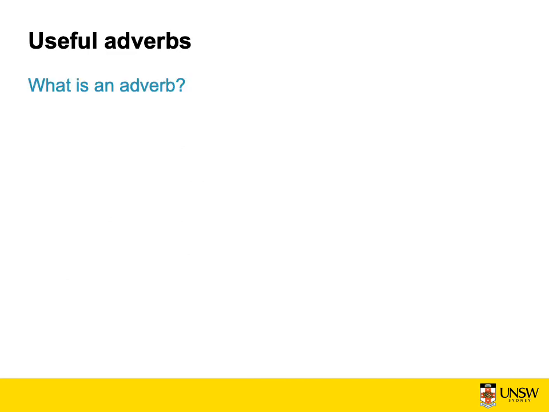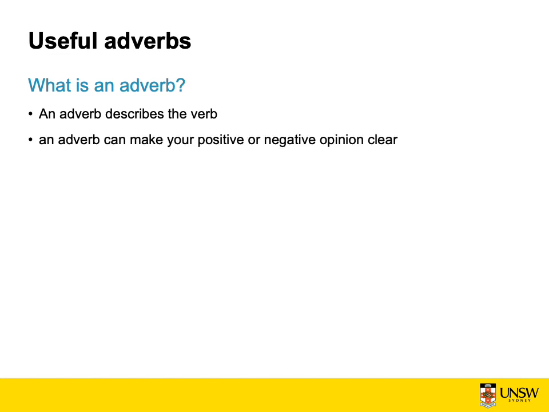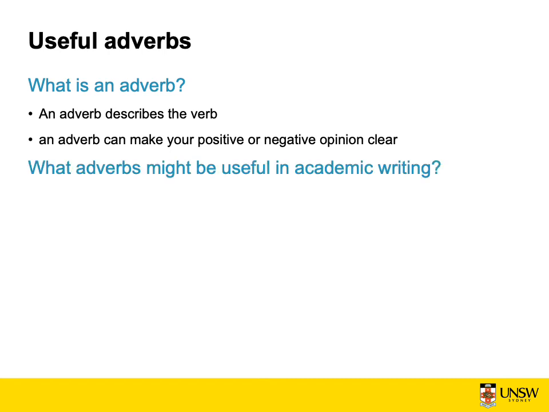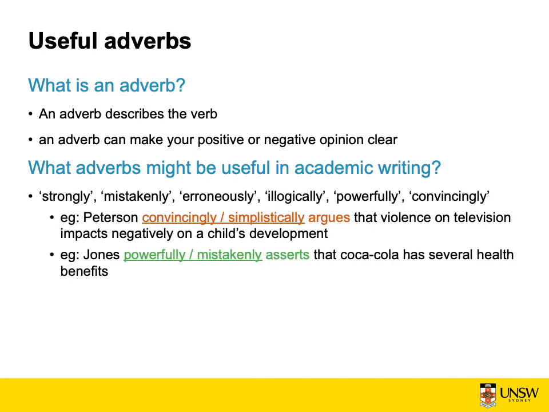So an adverb can be quite useful as well for reporting verbs and for integrating others' ideas into our work. So what's an adverb? An adverb describes the verb. It can make your positive or negative opinion clear. And in academic writing, there are some that are useful. Some of these include strongly, mistakenly, erroneously, illogically, powerfully, convincingly. So as an example, Peterson convincingly or simplistically argues that violence on television impacts negatively on a child's development. That adverb really clarifies what your position is in relation to this argument.